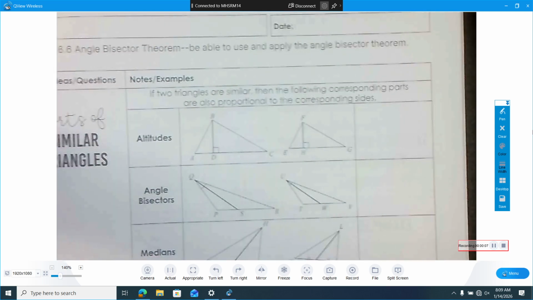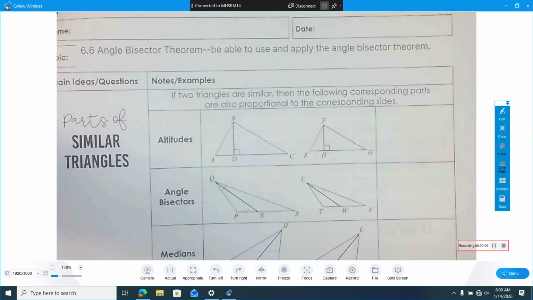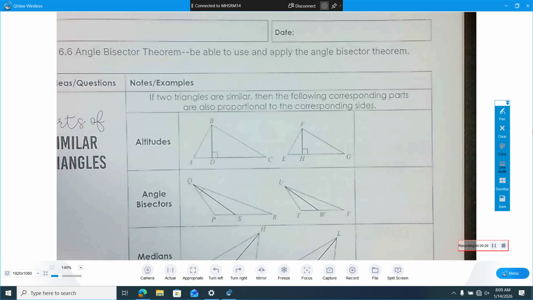All right. We have section 6.6 today, focusing on the angle bisector theorem, which I'll introduce in just a minute. This is the last section of notes today for chapter 6, which was a really nice, short and sweet unit.